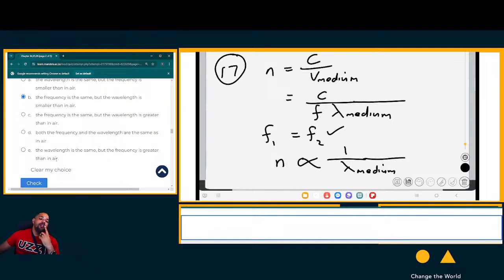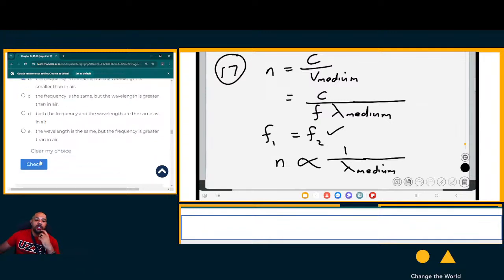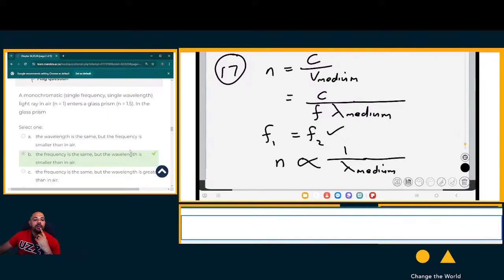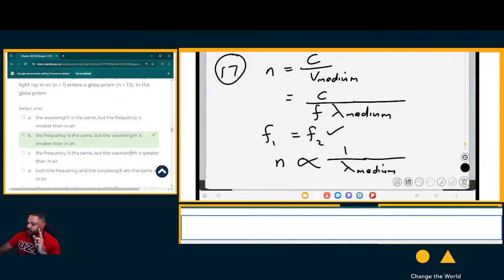Now, the wavelength is the same, but the frequency is greater. The wavelength is not the same. So let's check our answer. And yes, we are correct. The frequency stays the same, moving from one medium to another, but the wavelength changes. Depending on refractive index, the higher the refractive index, the lower the wavelength in that medium.